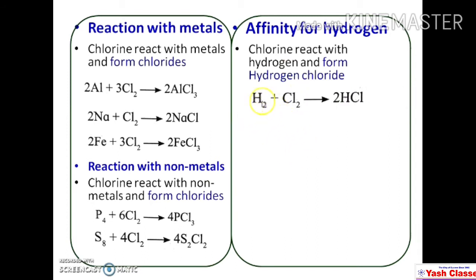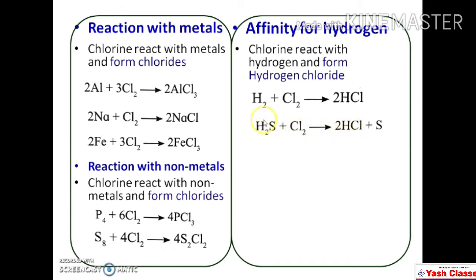For example, when a mixture of hydrogen and chlorine has a trace quantity of moisture, then hydrogen reacts with chlorine and there is a formation of hydrogen chloride, that is HCl. Once the reaction is started, it is very fast, but in order to initiate this reaction there is a need of moisture. Similarly, chlorine reacts with hydrogen sulfide and there is a formation of HCl.